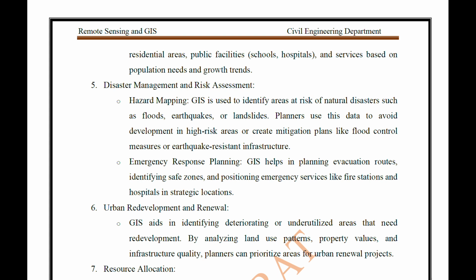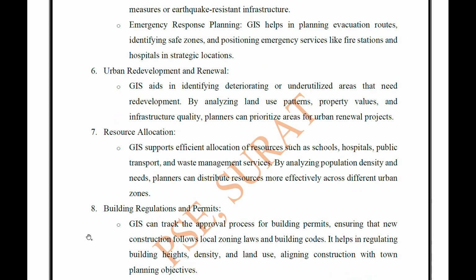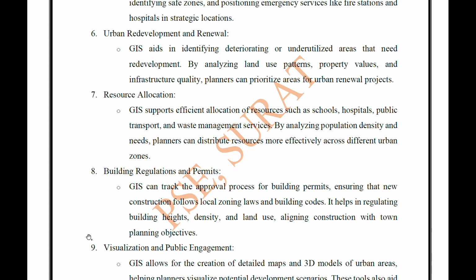Sixth point is about urban redevelopment and renewal. GIS aids in identifying deteriorating and underutilized areas that need redevelopment by analyzing land use patterns, property value, and infrastructure quality. Planners can prioritize areas for urban renewal projects.